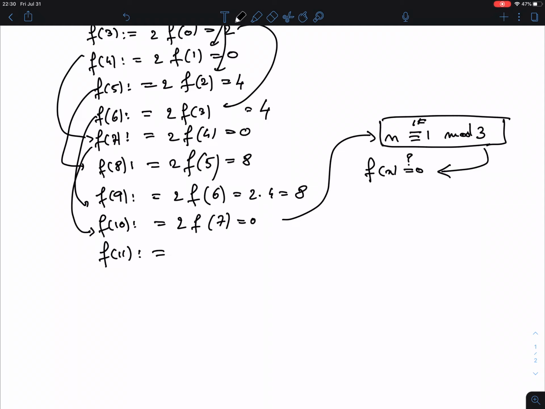f11, let's see, what is f11? Well, it is the same as f8. So you see, it's always with 3's that we go, right? And so what is f8? That is 2 times 8, that is 16. So what is f12?